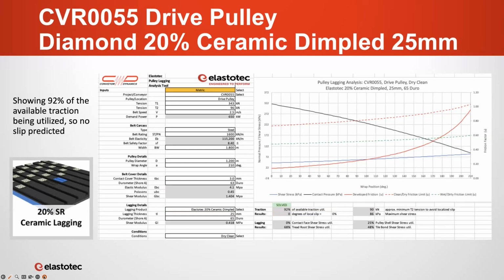So this is the first of the laggings that we've looked at where we have neither localized slip or any sort of fatigue problems. Interestingly, if you just look at these numbers here, the T2 tension to avoid localized slip is 90 kilonewtons, and the maximum shear stress is 86 kilopascals. When we get to the end and we do the summary, you'll see why that one's significant.